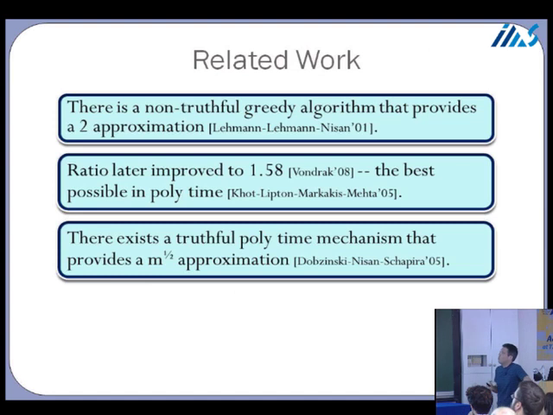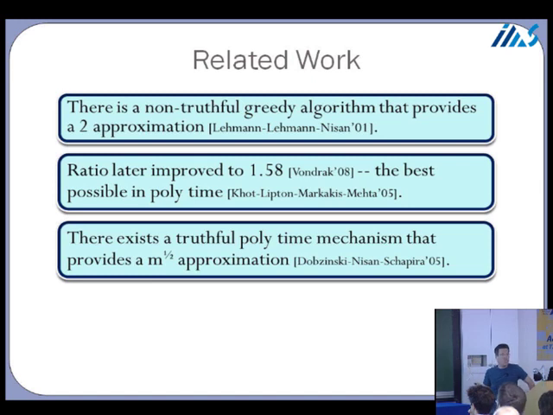Okay. So what do we know about this problem? It was introduced by Lehmann and Nisan, and they showed that there is a non-truthful greedy algorithm that provides an approximation ratio of 2. And this ratio was later improved to 1.58, and this is basically the best thing that you can hope to do in polynomial time. So from a pure computational point of view, completely ignoring incentives, this problem is well understood.